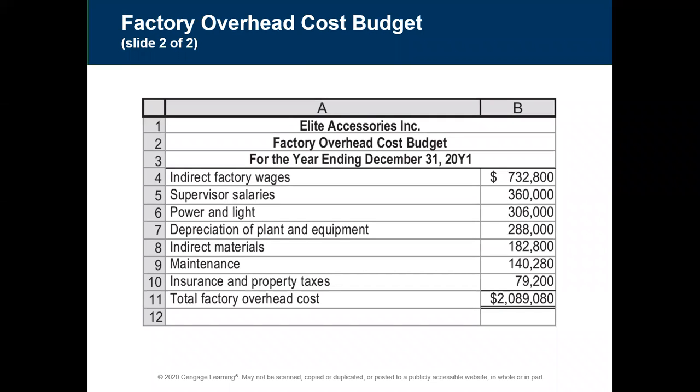Factory overhead budget. We add up all the factory overhead. Again, in a problem, it's just going to tell you all this information. And what's nice about this is we're not worried about allocating it because we're just doing the budget for the overall.